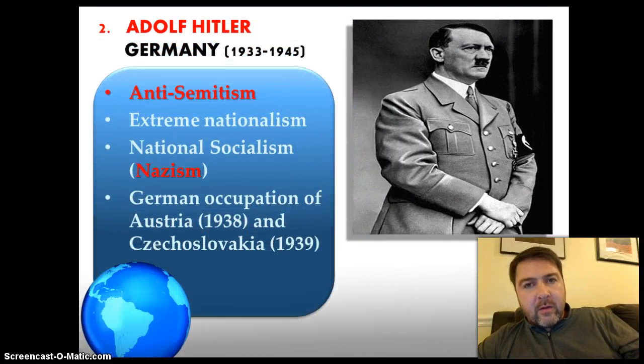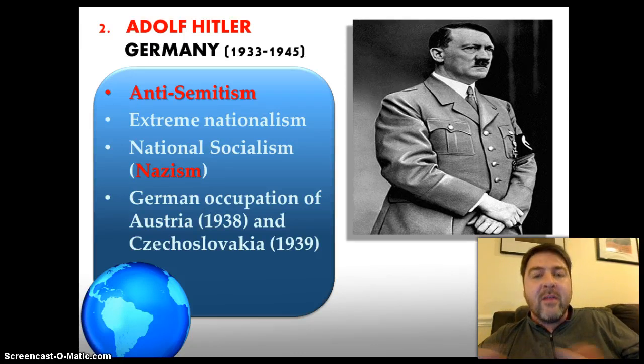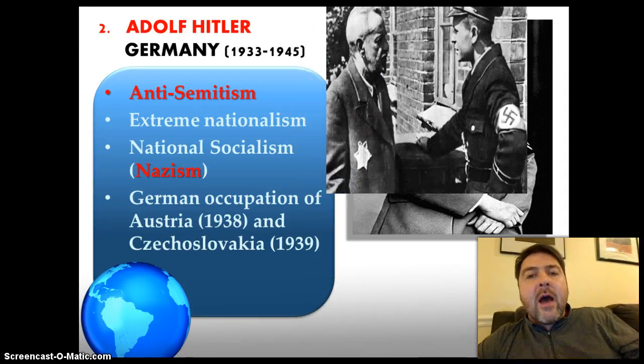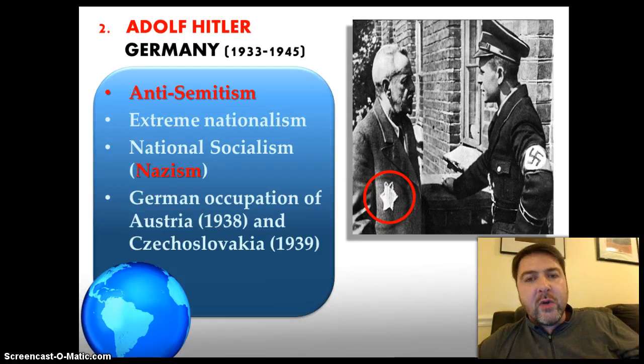Rules a little bit shorter period than Stalin, 1933, when he comes to power, until his death at the end of World War II in 1945. Hitler, noted for anti-Semitism, anti-Jewish feelings and beliefs. As ruler, we see that expressed in things like the Star of David that Jews had to wear on their clothing out in public to identify them as Jewish.